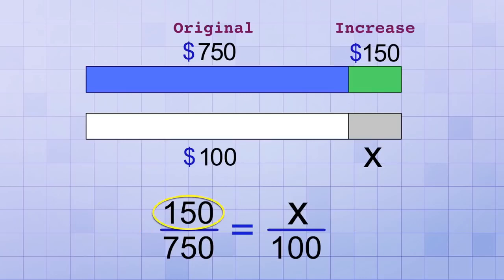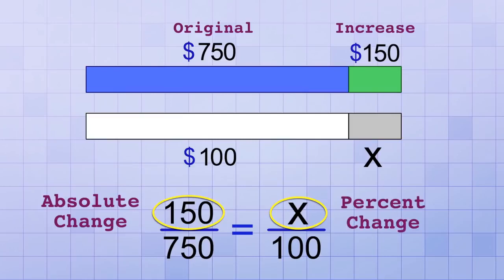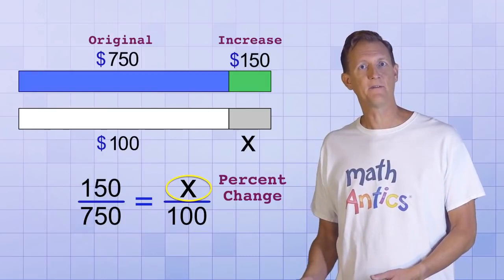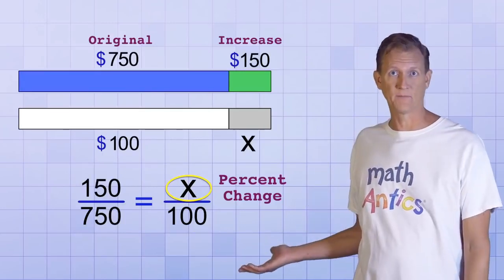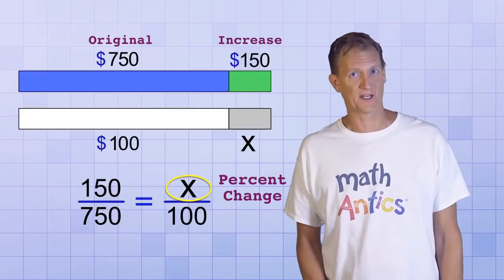The top number of the original fraction is the absolute change, and the top number of the equivalent fraction, which is currently missing, is the percent change. So let's figure out what the missing value is in two different ways. First, visually using our diagram, and second, using simple arithmetic.